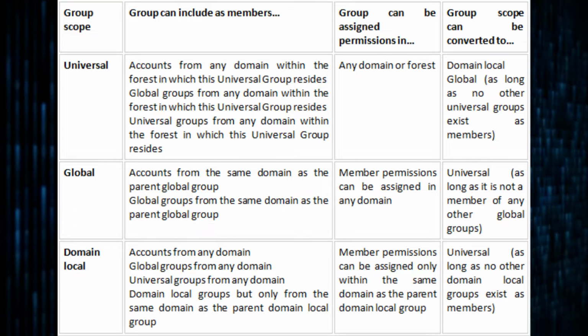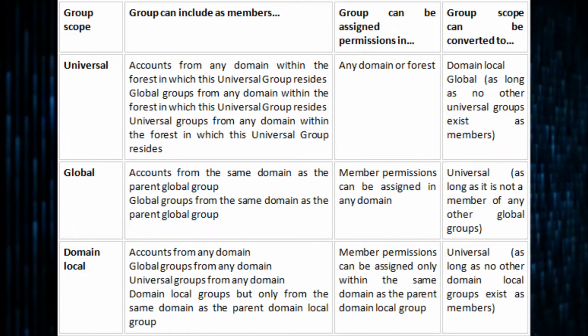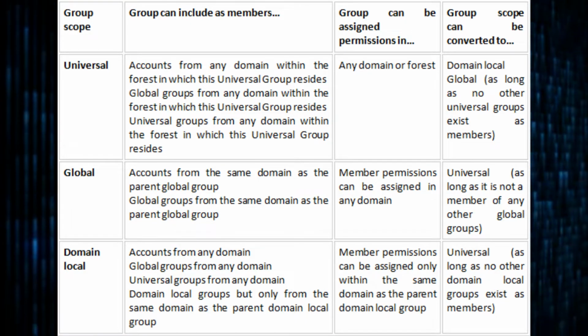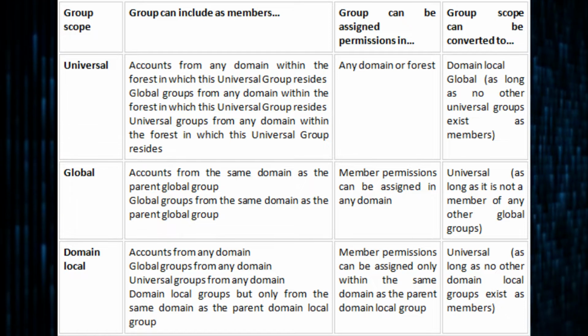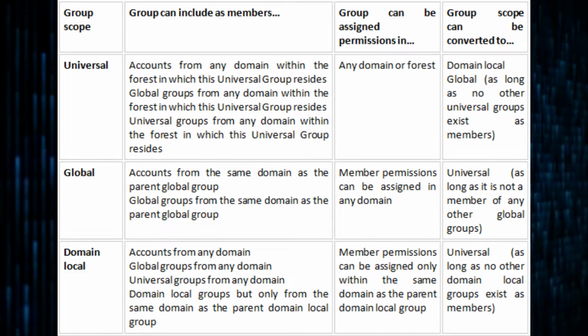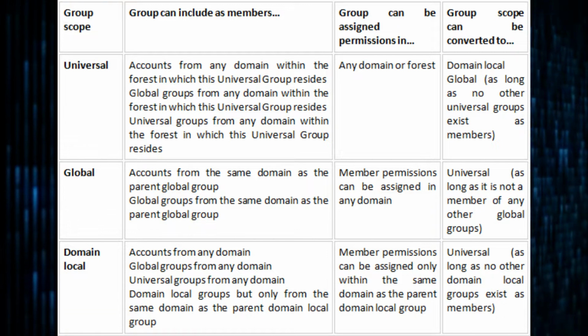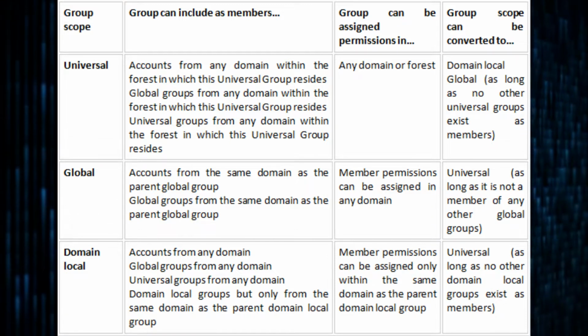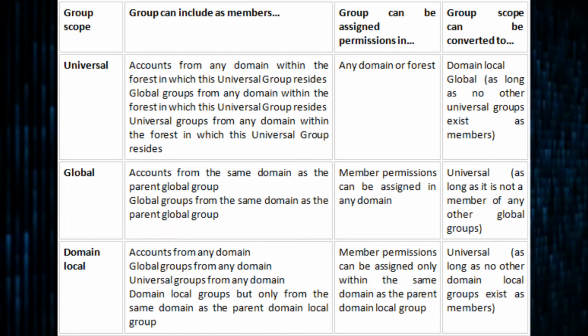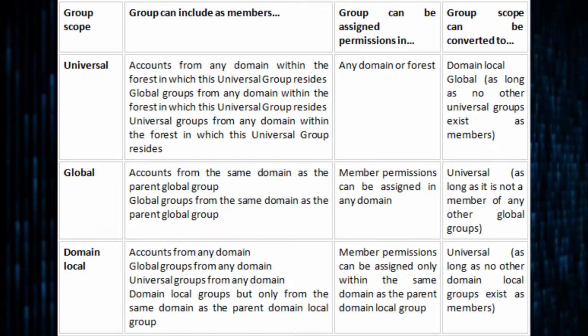Global groups from any domain. Universal groups from any domain. Domain local groups but only from the same domain as the parent domain local group. Member permissions can be assigned only within the same domain as the parent domain local group. Can be converted to universal, as long as no other domain local groups exist as members.